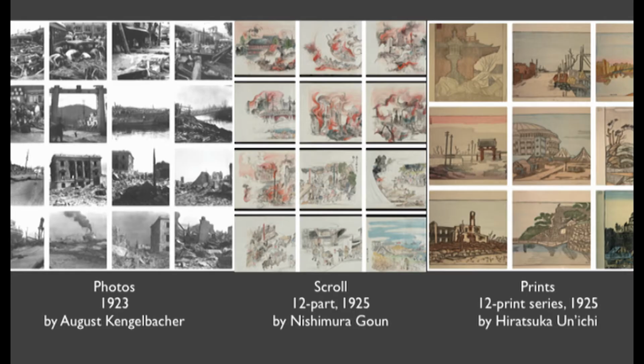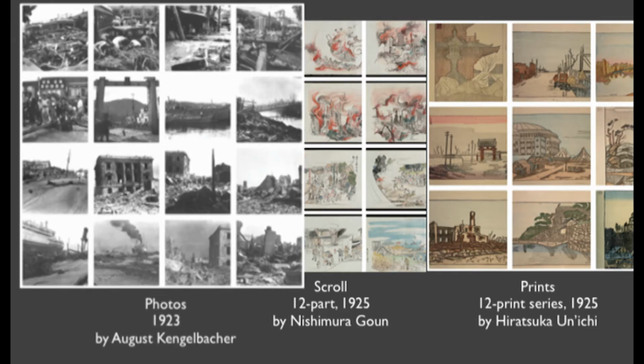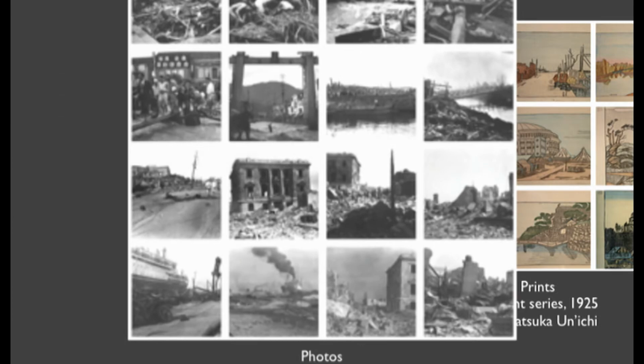One of the things we're doing today, and the way we've worked in Visualizing Cultures, is through the images. And the first thing we do here in this unit is to compare documentation, or ways of documenting, the earthquake destruction. So we have photos, scrolls, and prints. And I think if we look at these, we can learn something about the different effects of these.